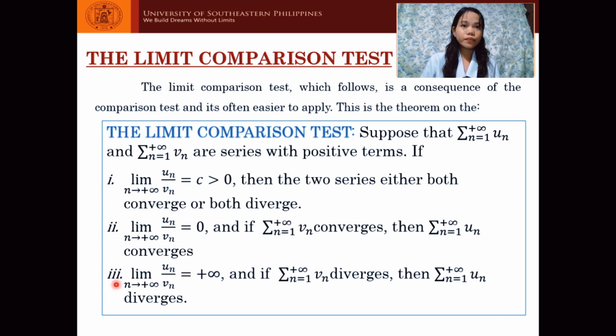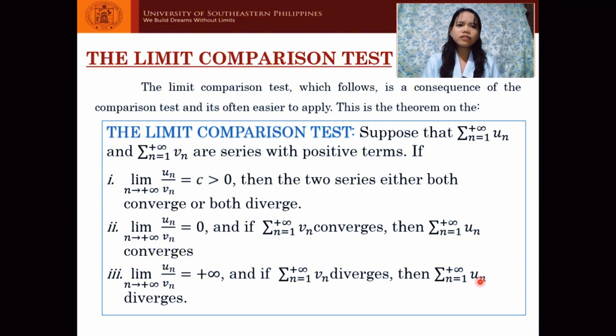Then for condition number 3, we have the limit of u sub n over v sub n as n approaches positive infinity equal to positive infinity. If that's the case, and the summation of v sub n from 1 to positive infinity diverges, then the summation of u sub n from 1 to positive infinity also diverges.